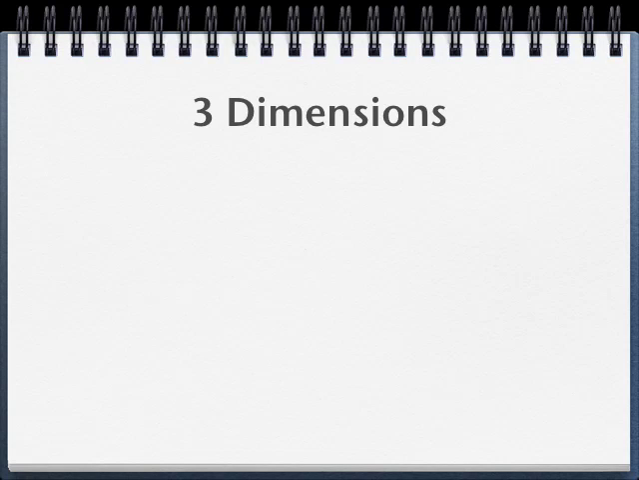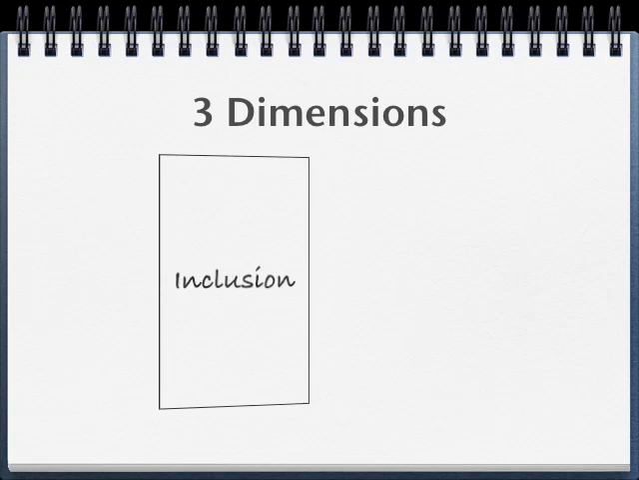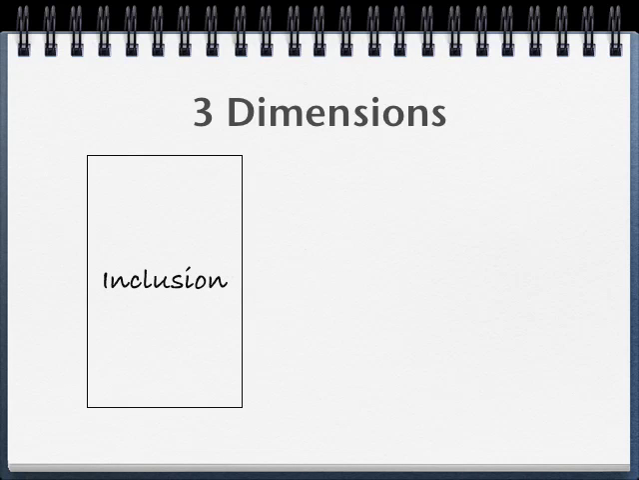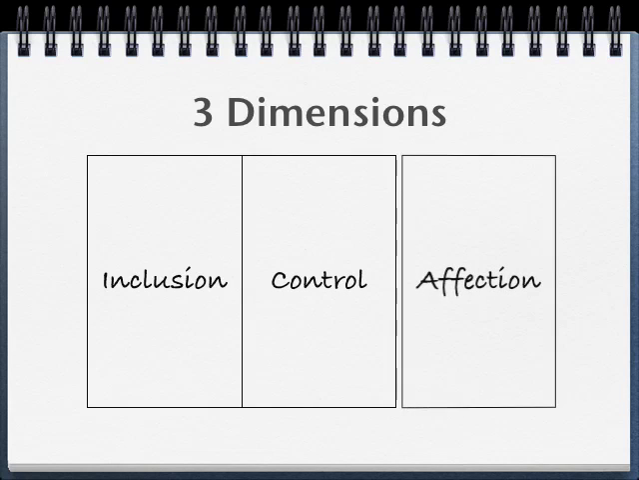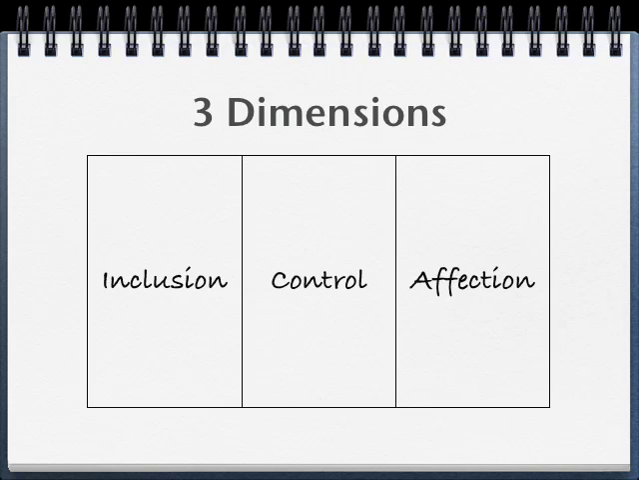At its core, FIRO-B has 3 dimensions: inclusion, control, and affection. If there's nothing else you remember about FIRO-B, then remember these things, as they are truly at the centre of everything about FIRO-B. Let me tell you a little bit more about these 3 dimensions.